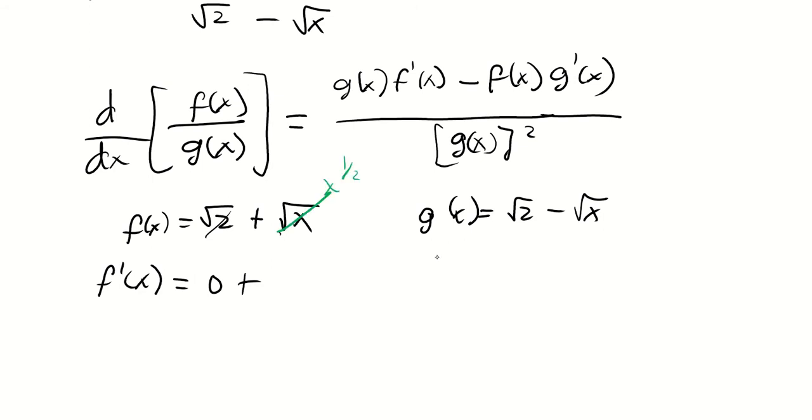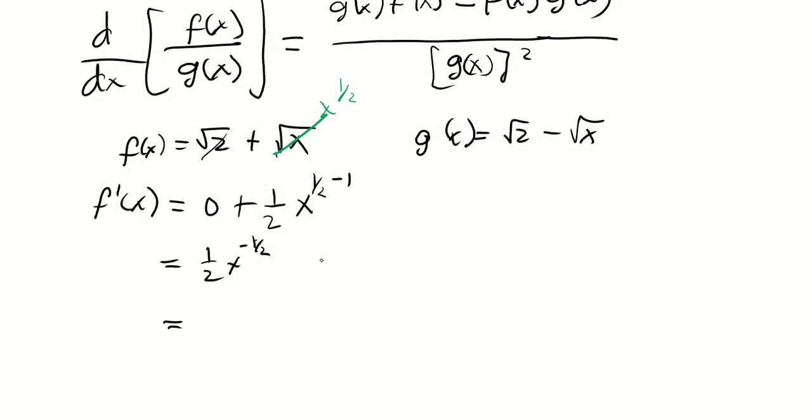So n here is 1/2. Bring down the exponent 1/2, then copy, then 1/2 minus 1, n minus 1. And that will be equal to 1/2 minus 1, which is negative 1/2. So this will be 1/2 x raised to negative 1/2. And to simplify further, if I don't want a negative sign, I can bring down that x. So this will be 1 over 2 times x raised to 1/2, or x raised to 1/2 is the same as the square root of x. So this will be f prime x.